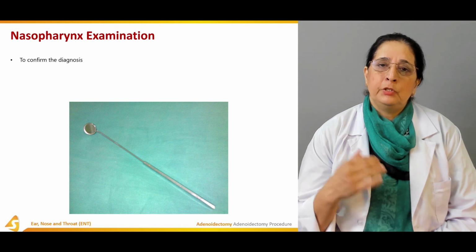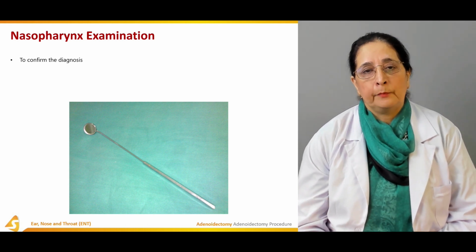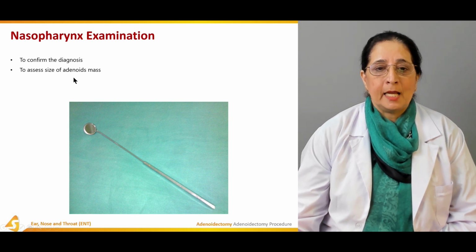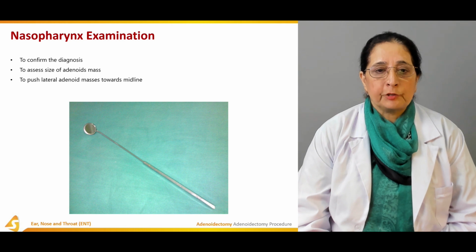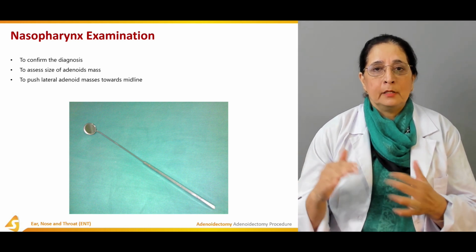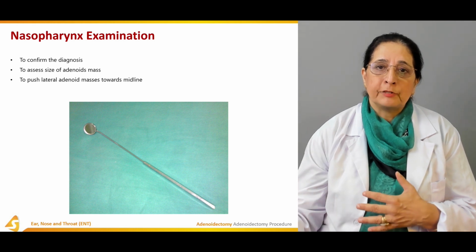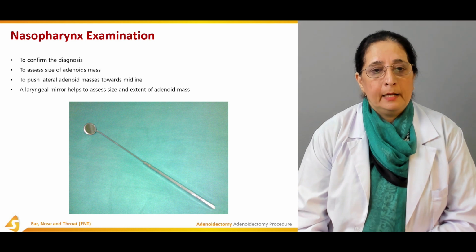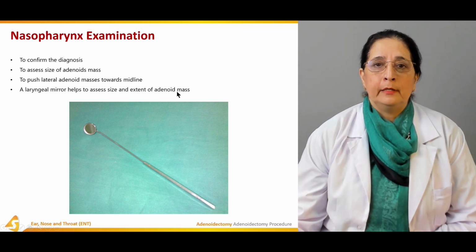It's very important that we do this before actually starting the procedure, to look for enlargement of the adenoids and the problems associated with enlarged adenoids. So, to confirm the diagnosis and to assess the size of the mass, how big the enlarged adenoids are. Also to push the lateral adenoid masses towards the midline. The lateral side is the side away from the midline. So any adenoid masses present on the lateral side should be pushed towards the midline for easy access and easy removal. A laryngeal mirror helps to assess the size and extent of the adenoid mass.